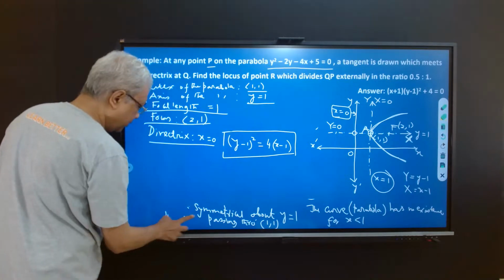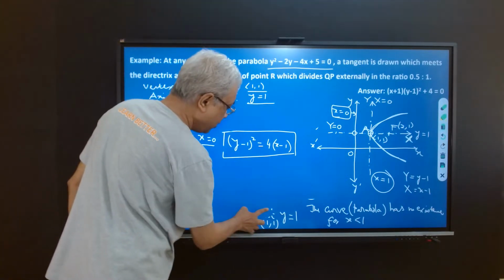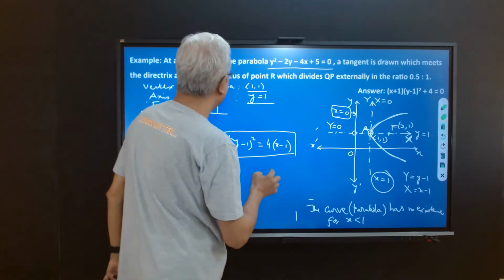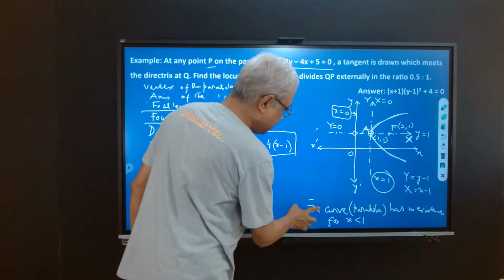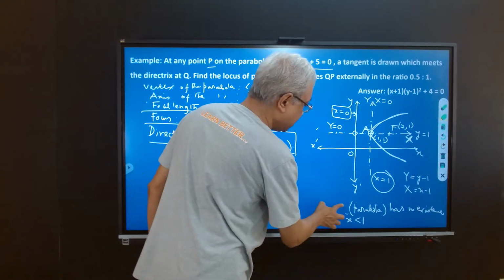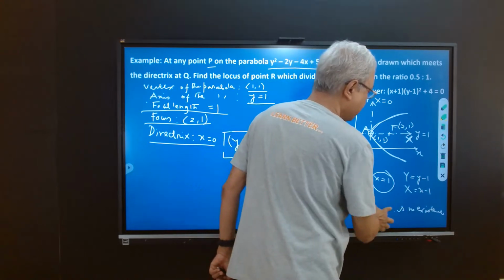Now, what do we do in this problem? For such types of problems, when you have to select a point on the parabola, because they have said any point P on the parabola, it is always better to take the parametric form of the point, the parametric equation of the parabola.